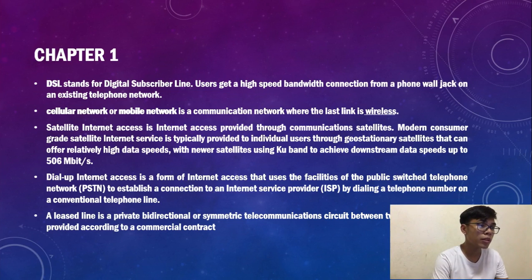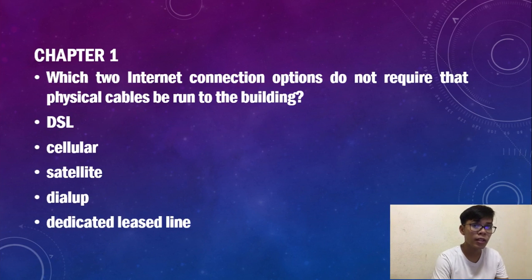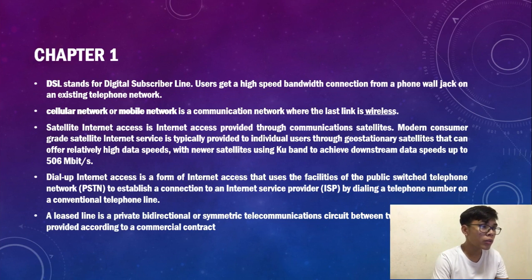Users get a high-speed bandwidth connection from a phone wall jack on the existing telephone network, so it uses physical cables. A cellular network or mobile network is a communication network where the last link is wireless, so wireless doesn't use cables. Satellite internet access is internet access provided through communication satellites. Modern consumer-grade satellite internet service is provided to individual users through geostationary satellites that can offer relatively high data speeds. So it still doesn't use cables.